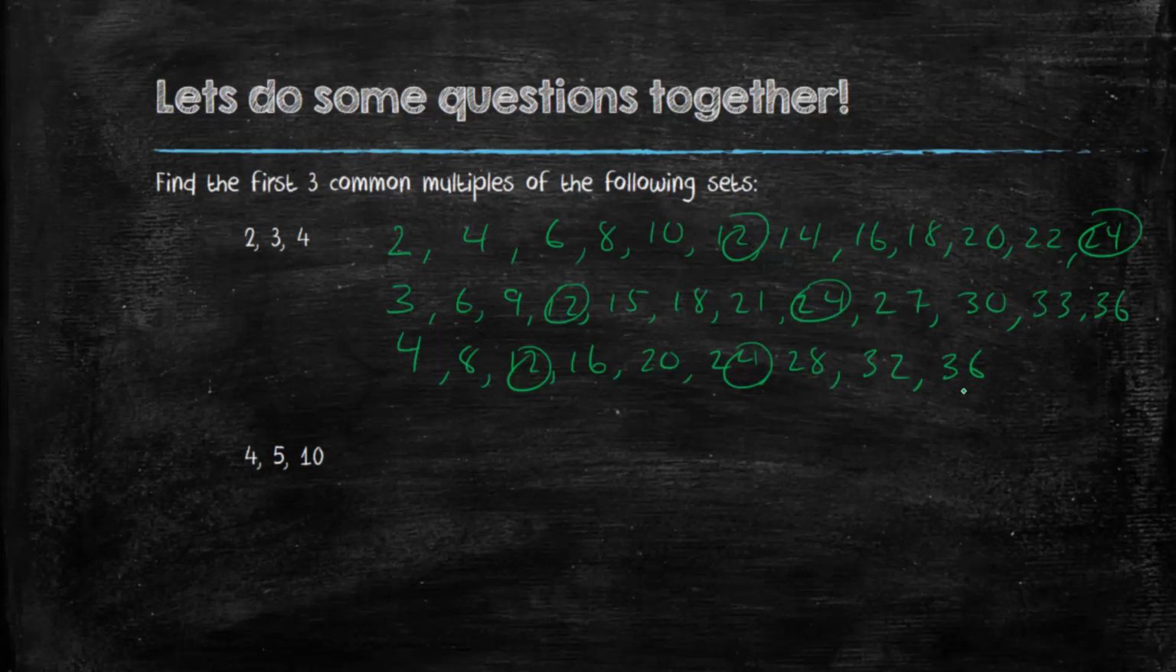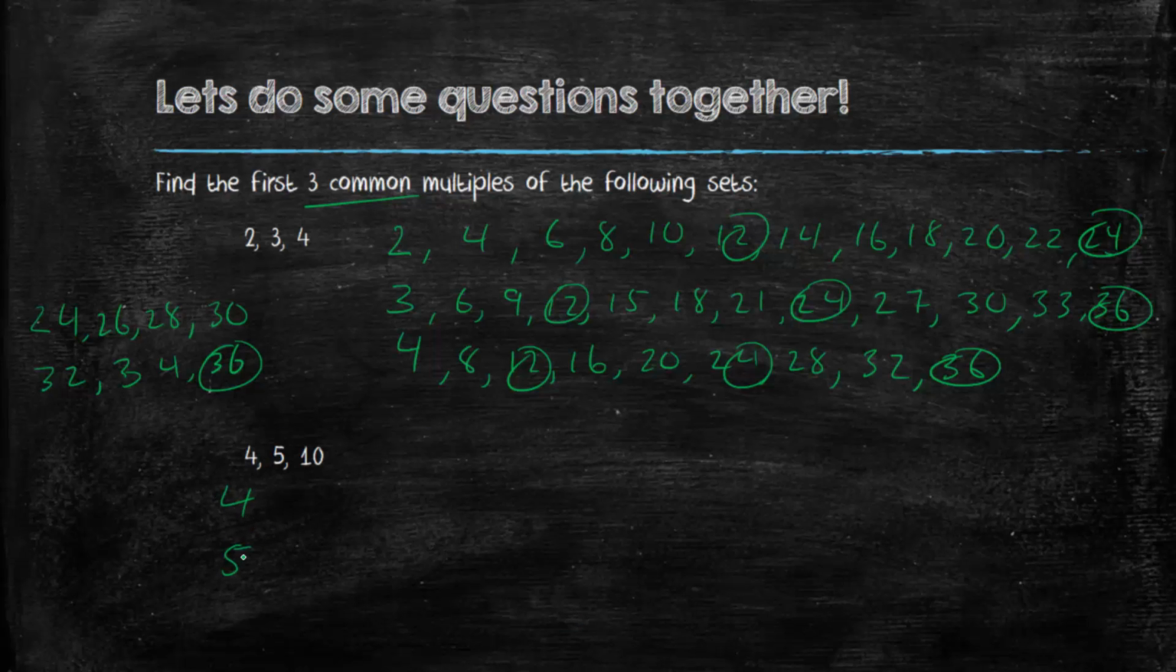So 36 would probably be the next one if we continued this. So 24, I'm just going to continue this here. So 24, 26, 28, 30, 32, 34, and 36. And 36 would be a third common multiple. Okay? I might not do the first three common multiples for the next one because I might not have enough room, but I think you get the idea.